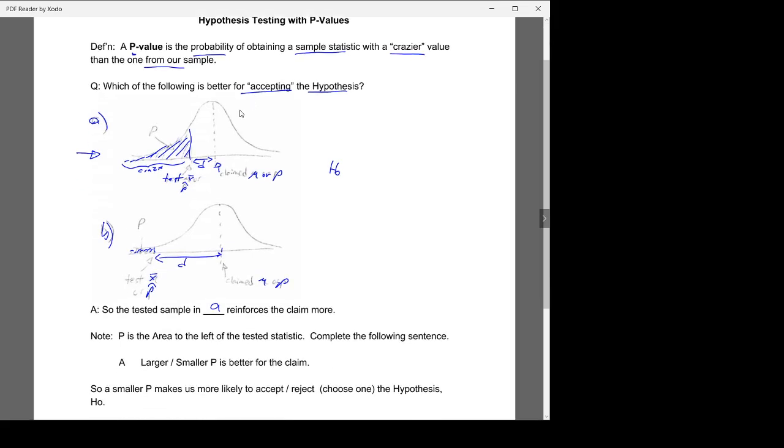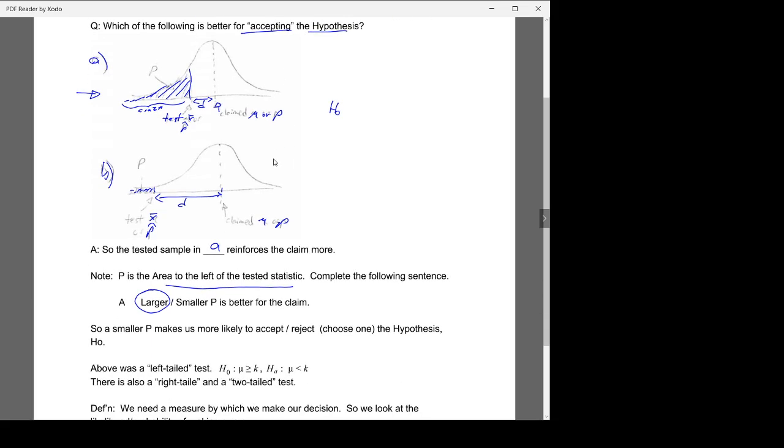And then also, you remember, the p-value is the area to the left of the tested statistic in this one. So complete the sentence. A larger or smaller P is better for the claim. Well, if you look here, the top one has a larger P than this bottom one. More area, right? You take more tiles to cover it. And we said that this one's better for the claim. So a larger P is better for the claim.